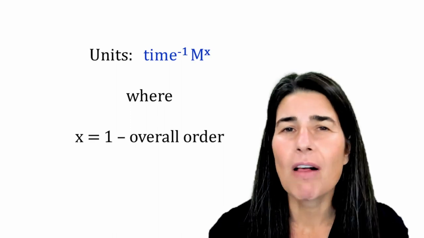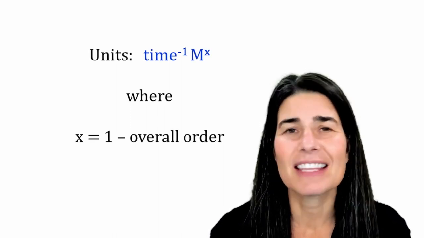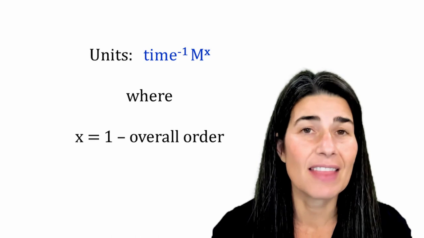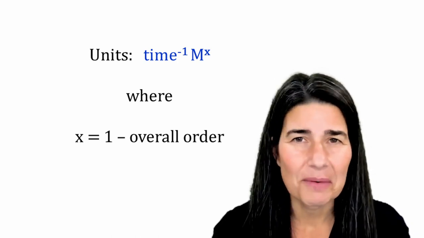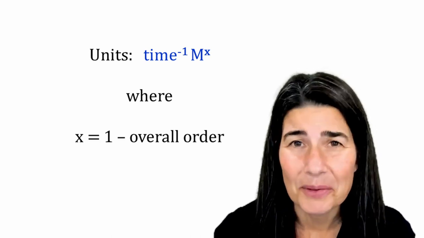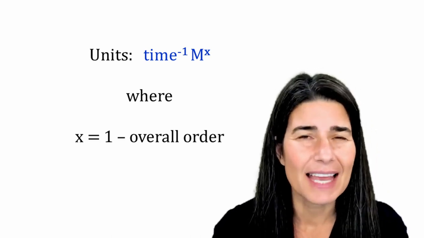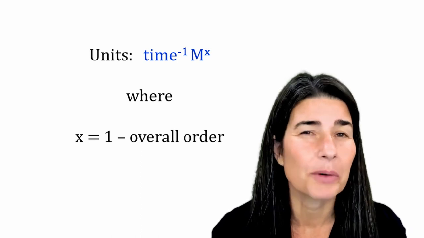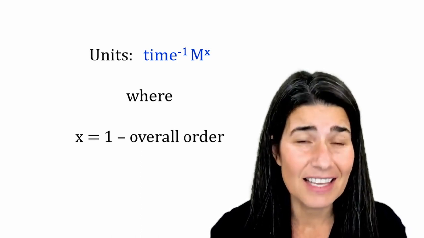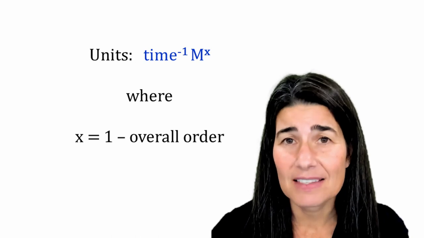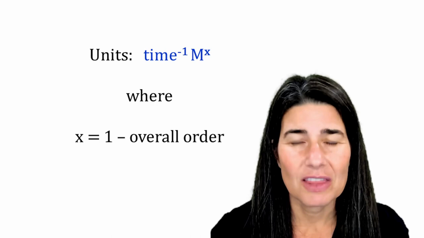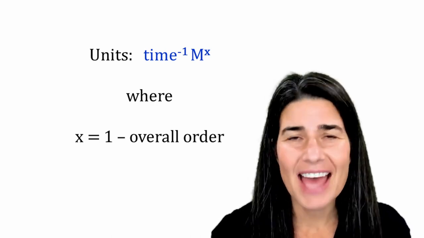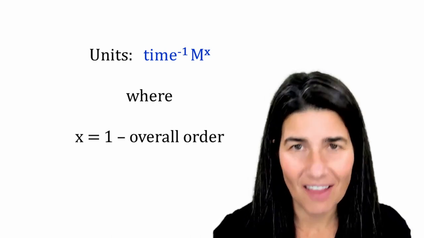And here it goes. The units of K will always be time to the -1 power and then molarity to some power x. So how do we figure out what the x is? Well, it's really simple. You're going to have time to the -1 power and molarity to the power x, where x is 1 minus the overall order of your reaction. Now, how do you find the overall order? Simply add up the exponents in your rate law.